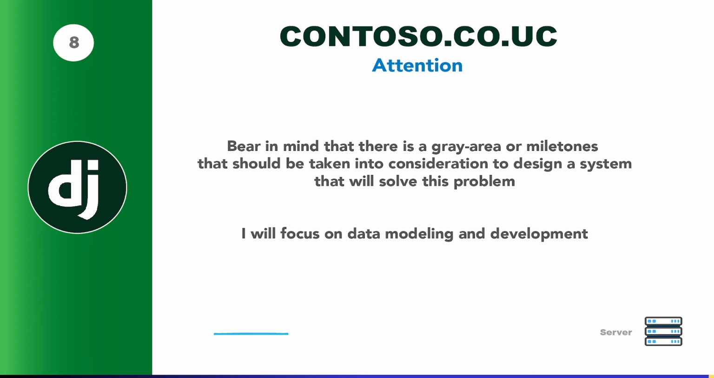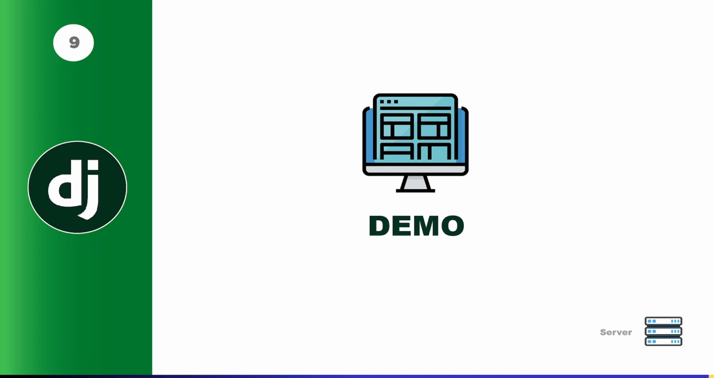Both the production and the procurement can submit a requisition form. This won't be a problem. So there are different ways to solve the problem, but I'm gonna solve the problem in data modeling and development. Okay, now let's go to the demo.